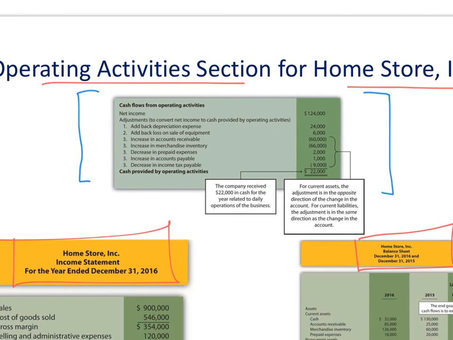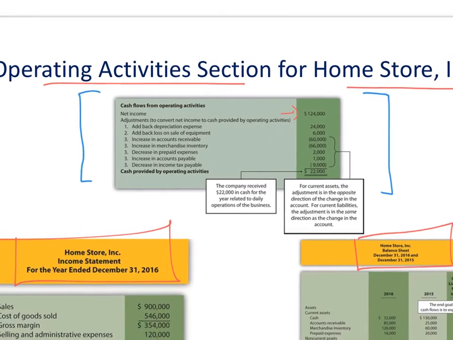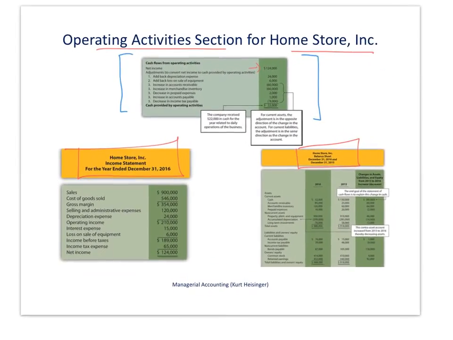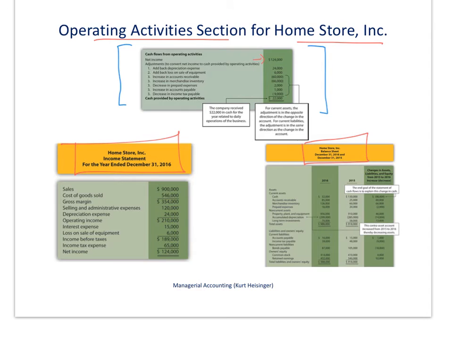And you'll see that we start with net income of $124,000. So I'm going to zoom in and out here so you can see where that comes from. You'll notice that that $124,000 comes from right down here bottom left. That's this number right here. It comes from the income statement, right? That's my net income. So that net income goes to the very beginning of the operating activity section of the statement of cash flows. And then we're going to make some adjustments.